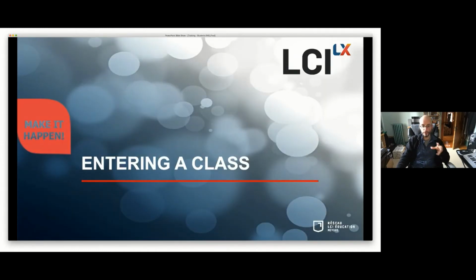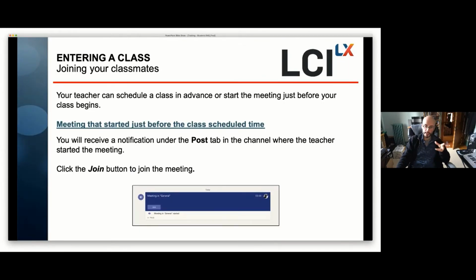Once you understand these basics, you want, of course, to join your class, because the point of being a student is, of course, attending your class. There are two ways that the teachers can do a class. They can either schedule it in advance, or they can create it on the spot. No matter which way they use, it's really going to be simple. Basically all you have to do is click on the join button.